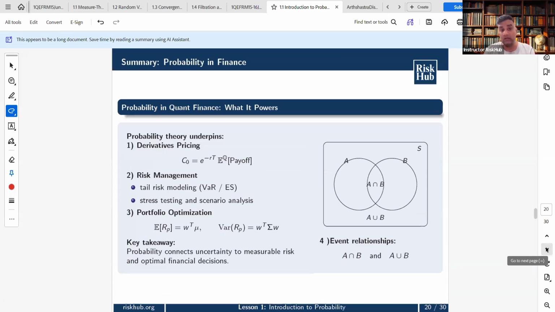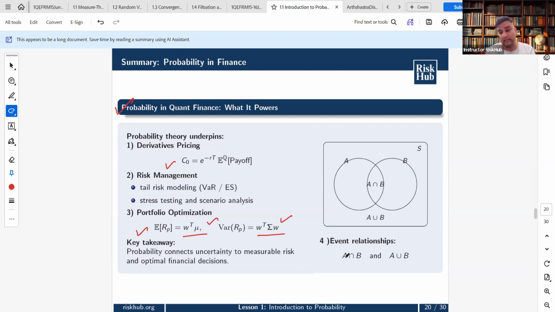Finally, what probability powers in quant finance is the most important summary slide. Probability underpins your C naught is equal to minus exponential minus RT, E of Q payoff, risk management, VaR, expected shortfall, stress testing, scenario analysis. Portfolio optimization is given E of Rp is equal to this value, Var is equal to this value. Again, please understand these all formulas we have already understood, right? How they have been calculated.